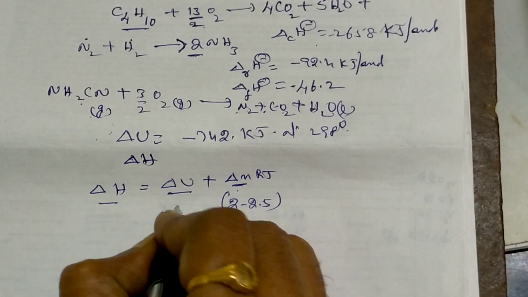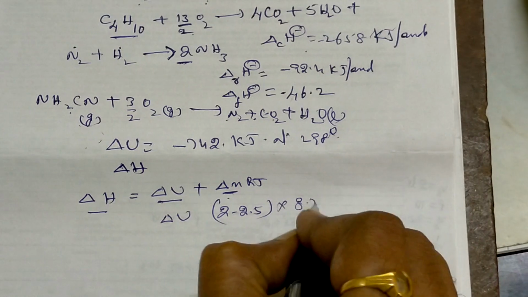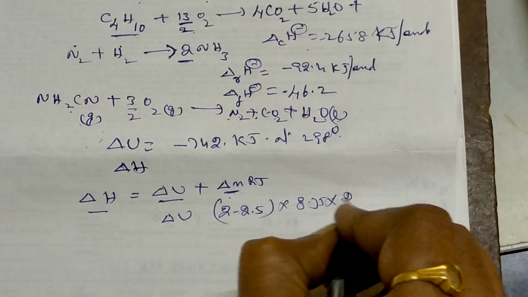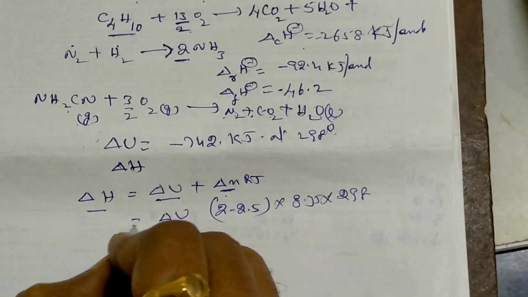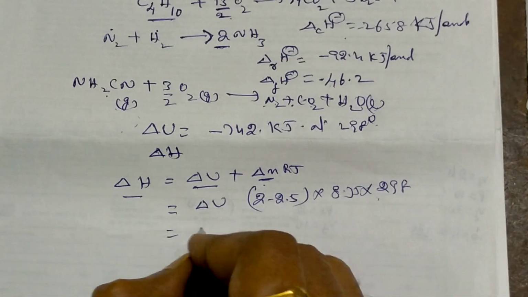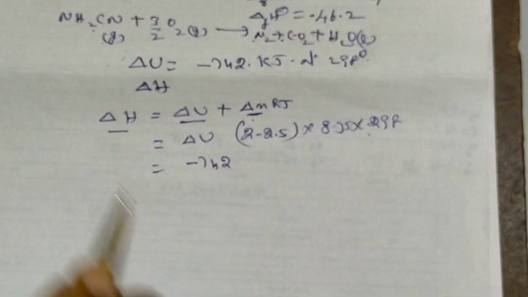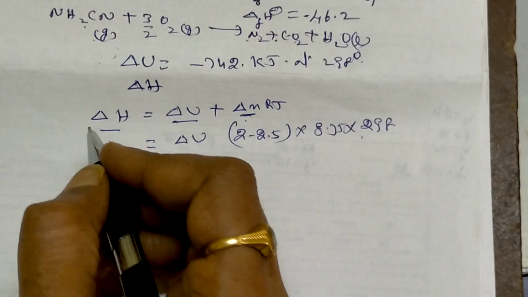Delta U is already given. R is already known; if it is in joules, it is 8.314 joules, and temperature is 298. Calculate, that will be something small, because R is in joules and delta U is in kilojoules, so minus 742 plus a small correction, this will be almost the same value. So calculate, that will be the next answer.